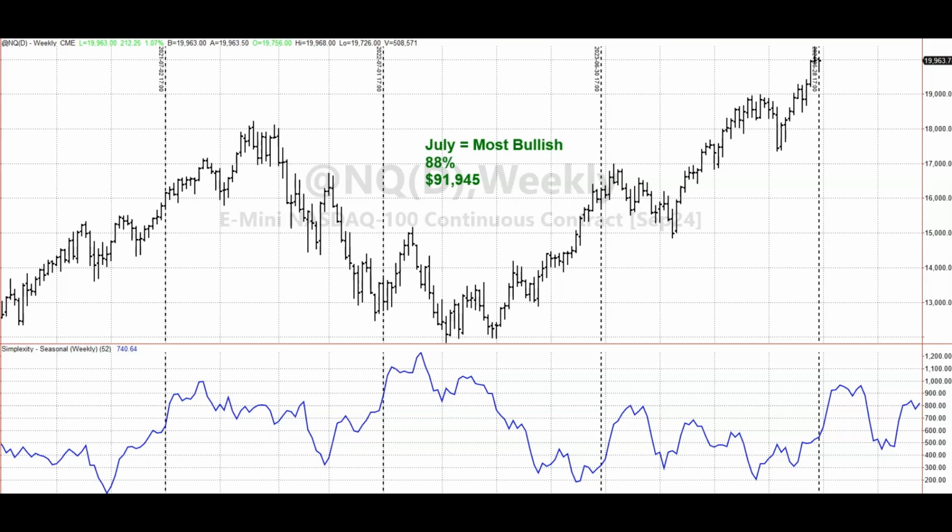And lastly, here's the Nasdaq. As we mentioned, July is the most bullish month of the year. It has finished higher in July 88% of the time, and it has made over $91,000. So this is a very strong month for the Nasdaq.